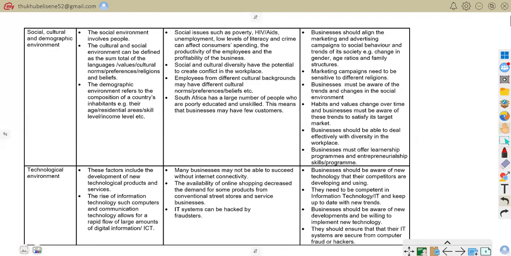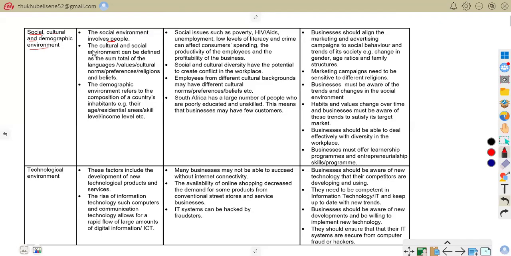Now we come to the social factor, or demographic environment, as our feature. And then we are to give a description of it. Social, cultural, demographic environment. As it is, the social environment involves people, meaning to say people's behavior affects the business. For example, a trendy fashion changes buying habits.